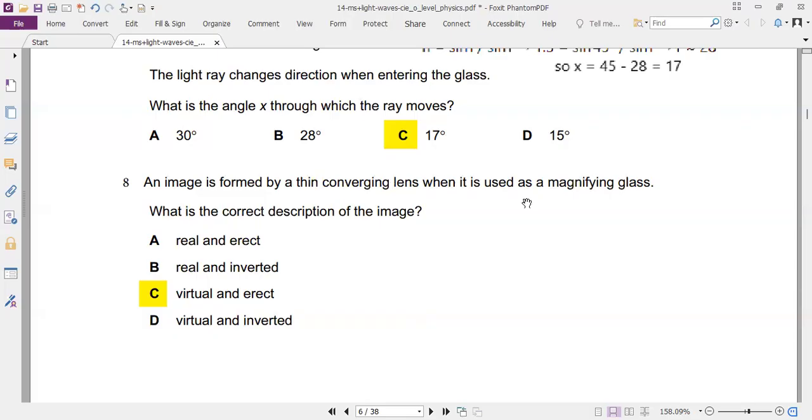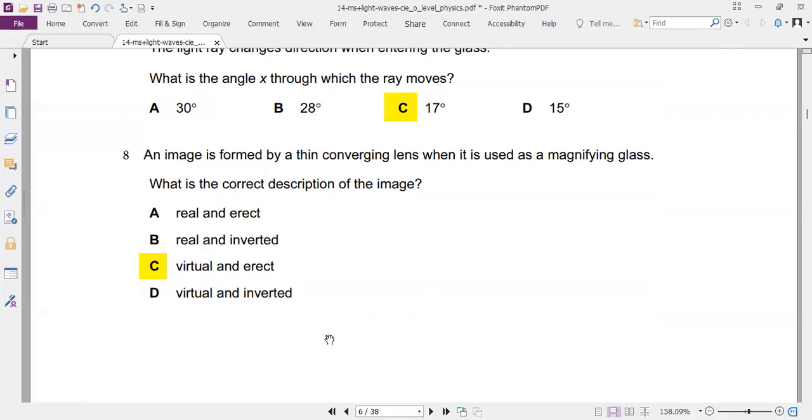When we use a converging lens as a magnifying glass, we get a virtual and erect image. This is from our knowledge, so no need to worry about any other thing.